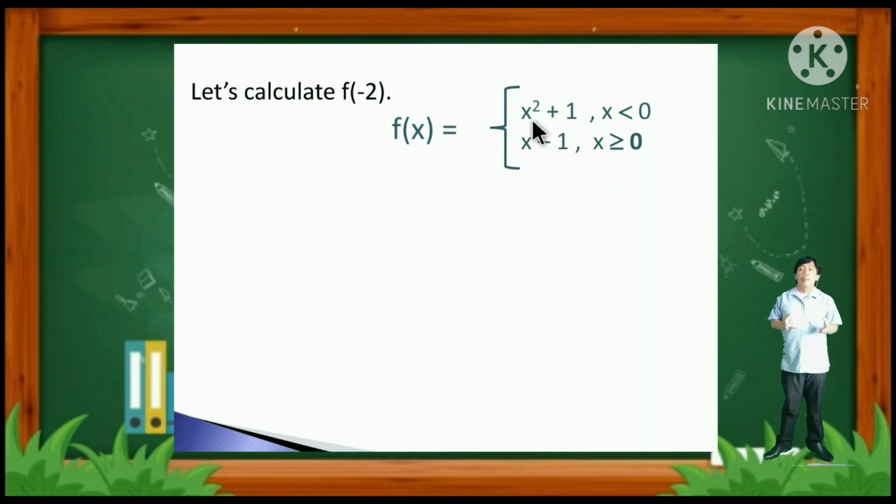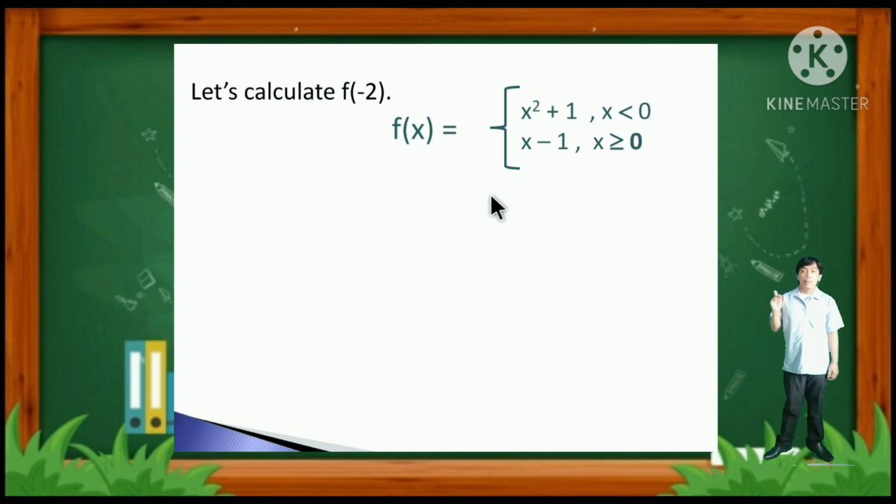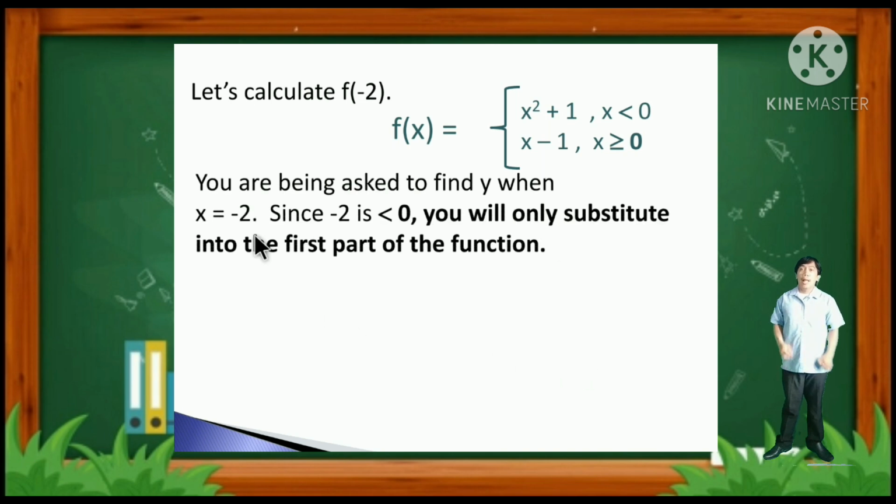So, saan siya papasok? Dun sa una, sa pangalawa? Doon sa una. X is less than 0. Mas maliit daw kay 0. Si negative 2, mas maliit kay 0. Lahat ng negative numbers, that is smaller than 0. Okay. So, we are going to replace it to the value of x here. Okay. So, you're being asked to find y when x is equal to negative 2. Since negative 2 is less than 0, you will only substitute into the first part of the function.